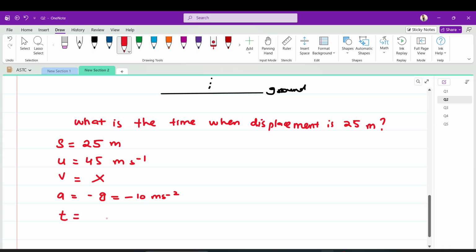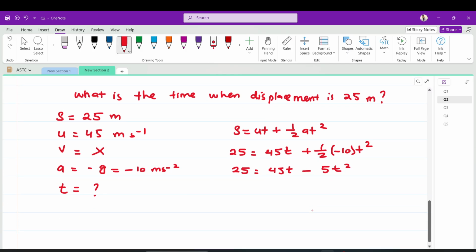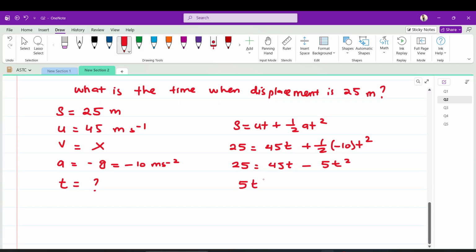And we need to find time. So again, we can use the equation S is equal to UT plus half AT squared. The displacement is 25, U is 45 times T plus half into minus 10 T square. So this becomes 25 equals 45T minus 5T square. So this is a quadratic equation. Let me rearrange this equation first. 5T square minus 45T plus 25 equals 0.